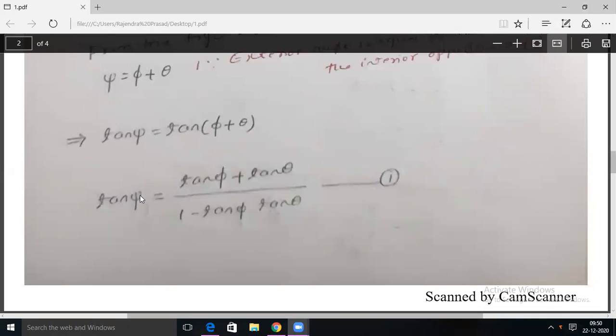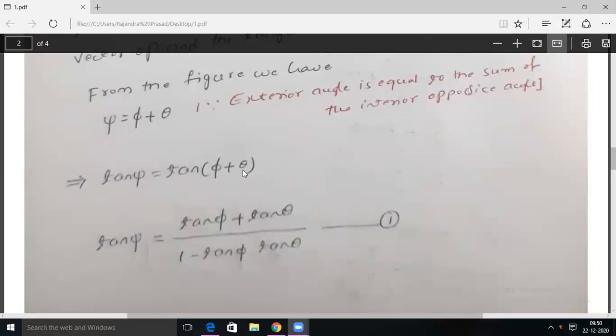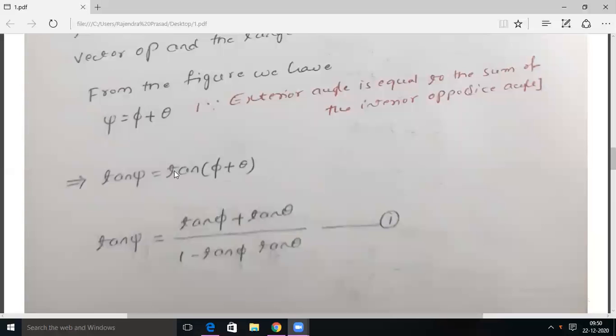So next, tan psi is equal to, we have the formula, that tan of a plus b is equal to tan a plus tan b upon 1 minus tan a into tan b. In place of a we have phi, in place of b we have theta. So obviously we get tan phi plus tan theta upon 1 minus tan phi into tan theta.